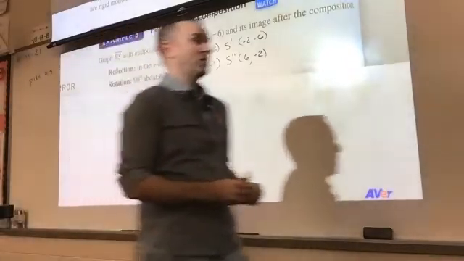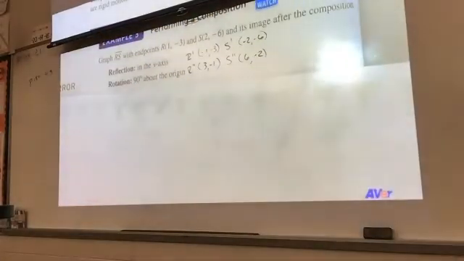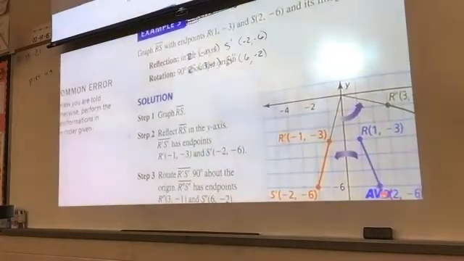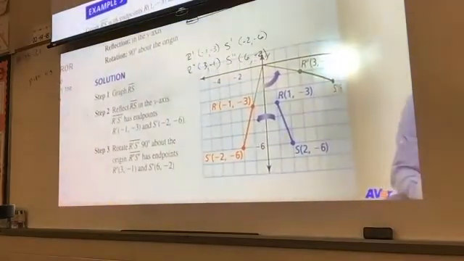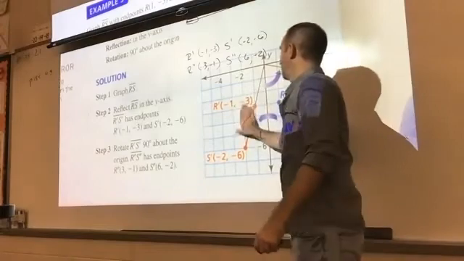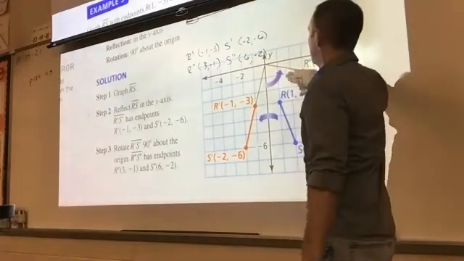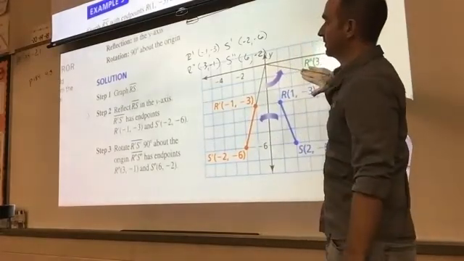On the homework, they are going to ask you to graph it, right? Because that's what they do. It would end up being that reflection first, and then rotating that 90 degrees. So we end up here. Okay.